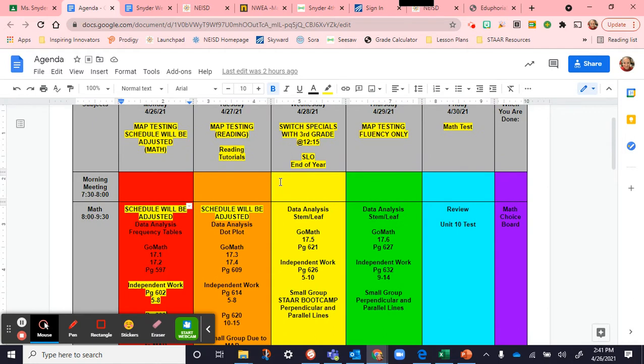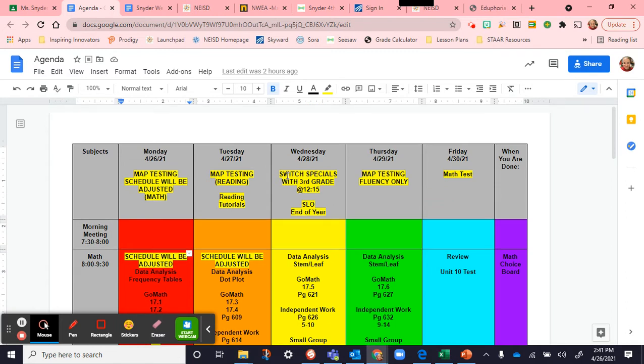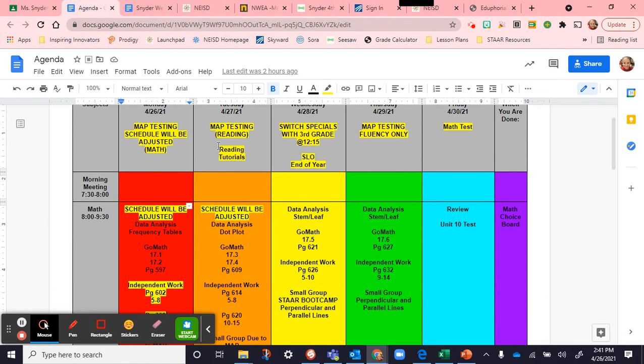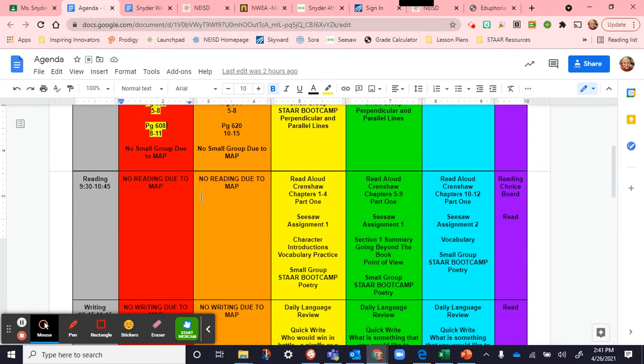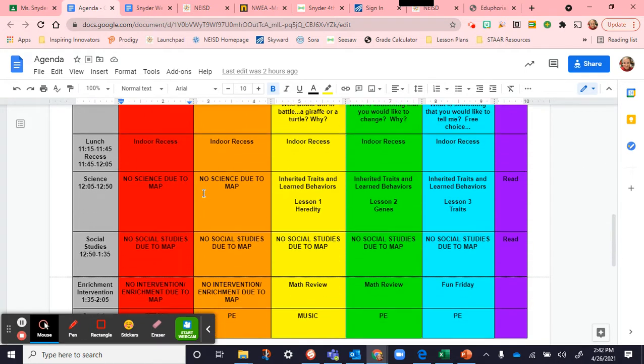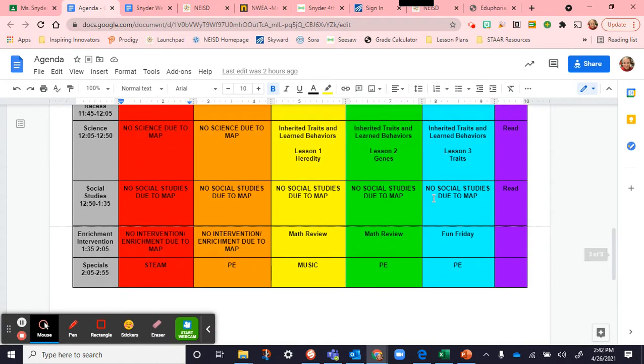Today we had MAP testing, and that took up our entire morning. In the afternoon at 12:05, when we came back, we started math. If you look at the agenda for this week, we have the same schedule tomorrow. There is no reading, writing, science, or social studies all week, all due to our final MAP test.